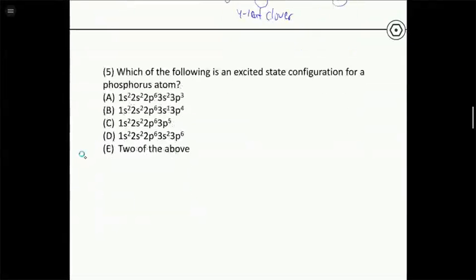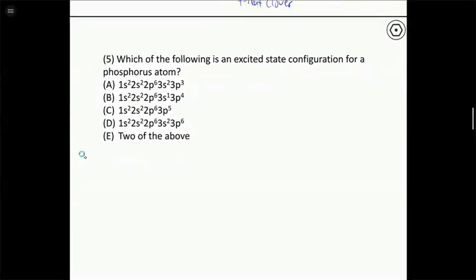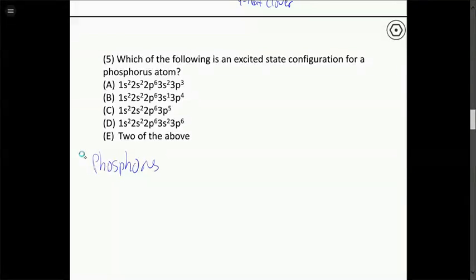All right, which of the following is an excited state configuration for a phosphorus atom? Okay, so we have to remember that we can predict the electron configurations of atoms using the periodic table, and that's going to tell us the order that the electrons get filled into the different subshells. And the one that we predict from the periodic table is what's called the ground state. All right, so if we want to predict the ground state for phosphorus, that's the lowest energy configuration. We go to the periodic table for phosphorus. We'll see that it has 15 electrons.